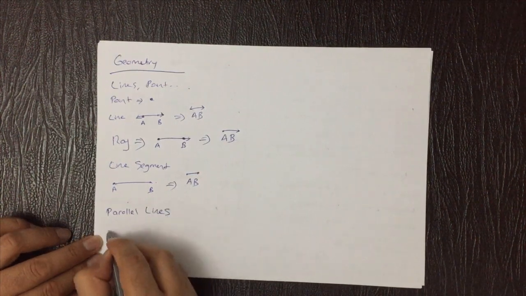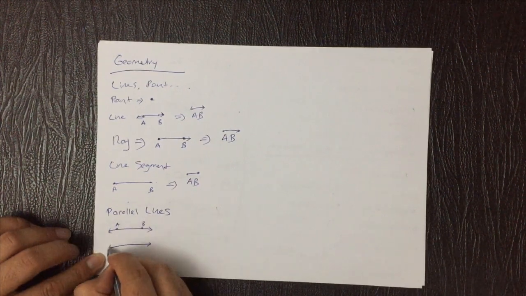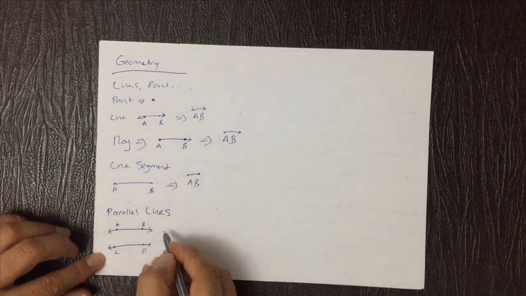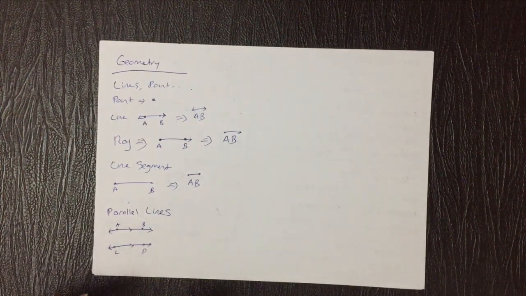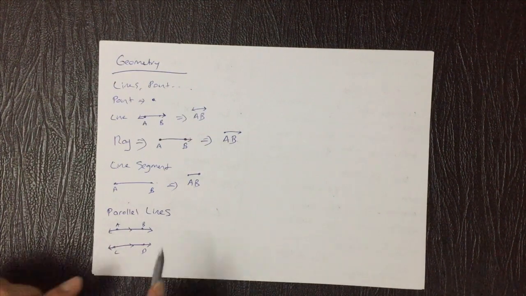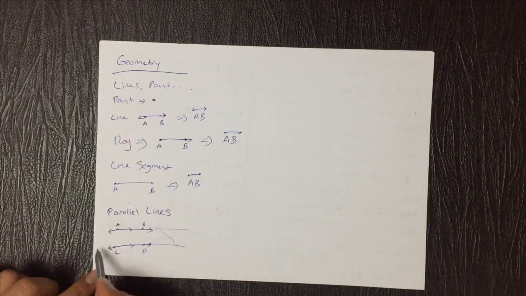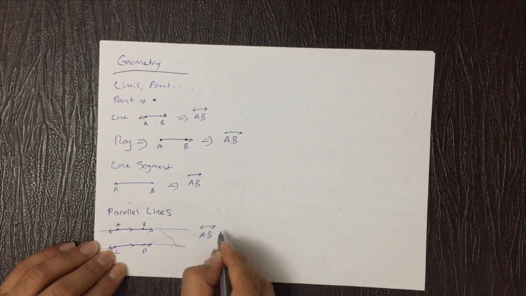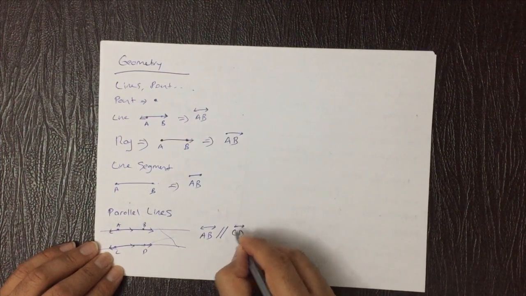So let's look at parallel lines. Look, 2 lines. One line is here, line AB. The other line also, C, D. Look, they are going to infinity, but they never cross each other. They never cross. They are going to infinity and they will never come to each other. So always they will go like this. So how can I show it? Line AB is parallel to line CD. This is the symbol.